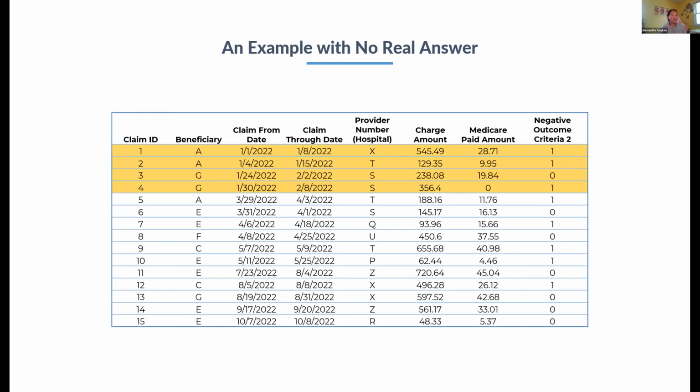So let's go ahead and look at an example with no real answer. This is the prior table, not our analytic file, but a file before we turned it into the analytic file. Our issue here is that we've got 2 claims for 2 beneficiaries. And you'll see that the claim from dates for beneficiary A and G are overlapping. So what do we do in this scenario?